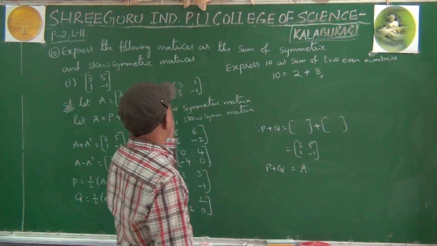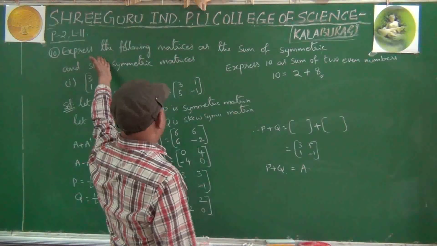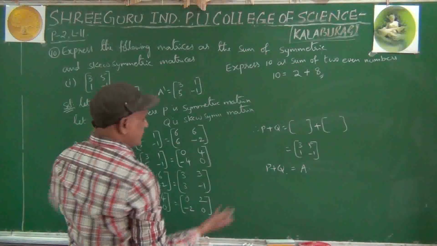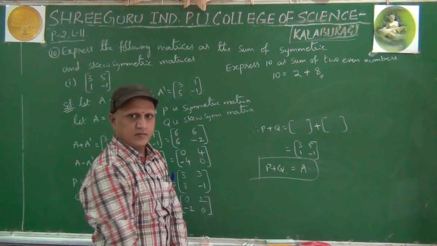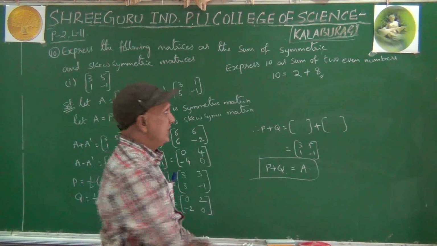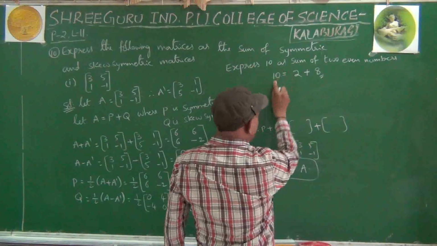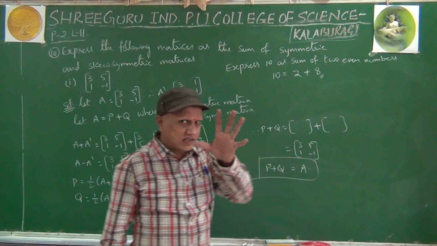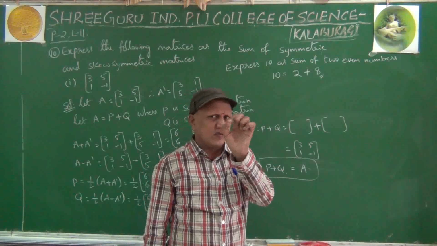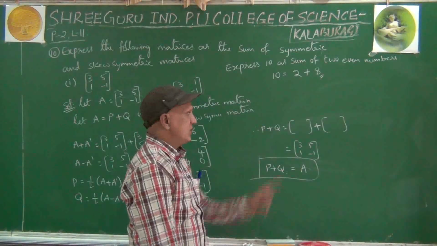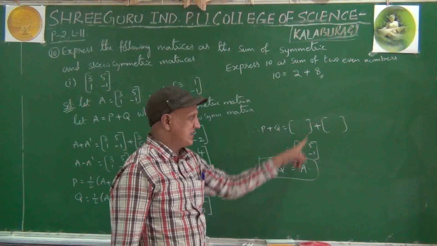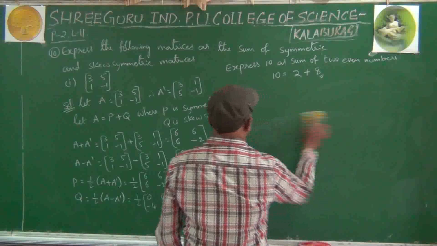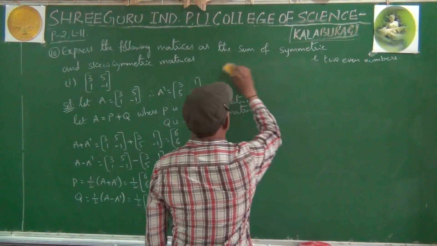What is the question? Express the following as the sum of symmetric and skew symmetric. Here it is correct. Express 10 as the sum of two even numbers. There is not much difference, very small. Don't add both the matrices like this. Then how to write the last step?